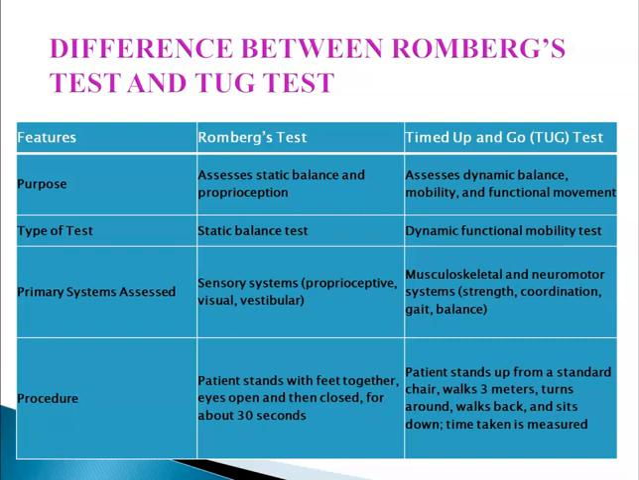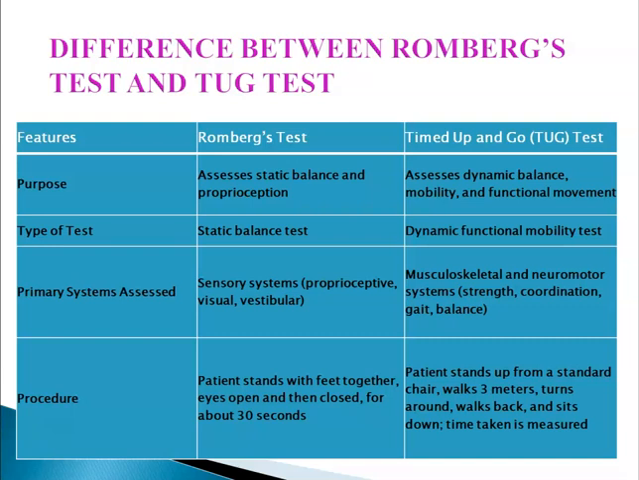The type of test in Romberg's is the static balance test, whereas in TUG test it is the dynamic functional mobility test. The primary systems assessed in case of Romberg's test are the sensory systems, which include the proprioceptive, visual, vestibular, etc. And in case of TUG test, the primary systems assessed are the musculoskeletal and neuromuscular system: the strength, coordination, gait, and the balance.